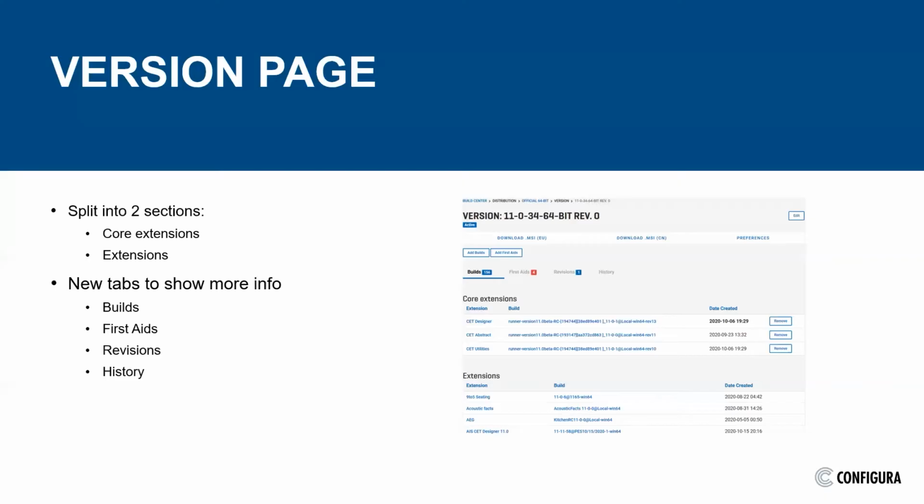Also separate areas for first aids and revisions. Revisions I'll come to in a second. And the new history tab. From there you can see when packages have been updated or removed or things like that.